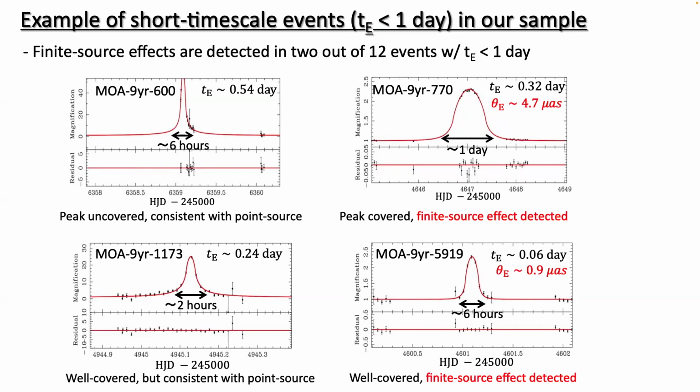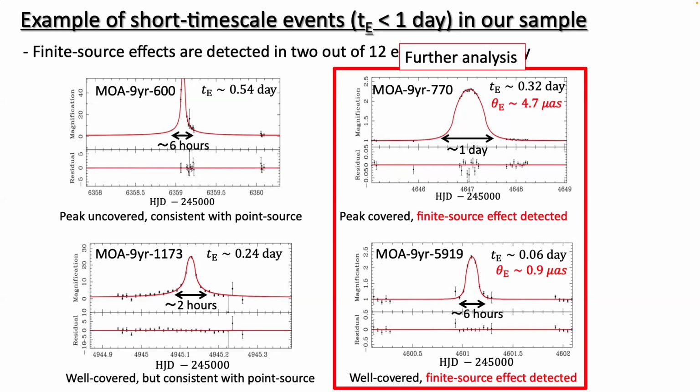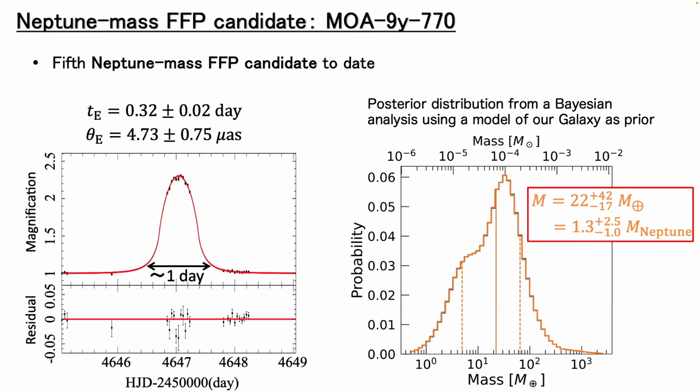And on the bottom right, the entire light curve is well covered, and we detected the finite source effect and measured the angular Einstein radius. And we did a partial analysis for these two events with the finite source effect detected. And the first one is this event.